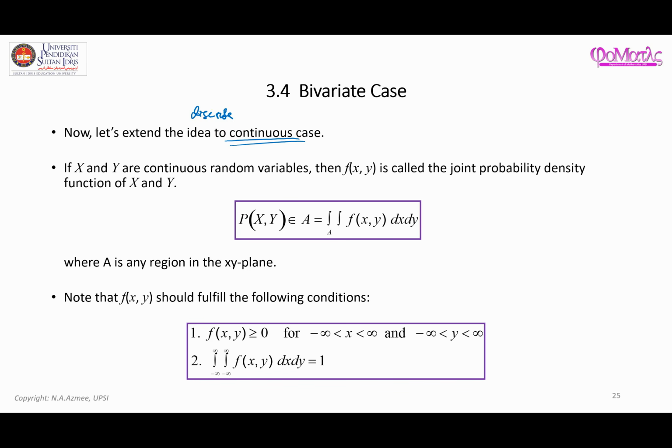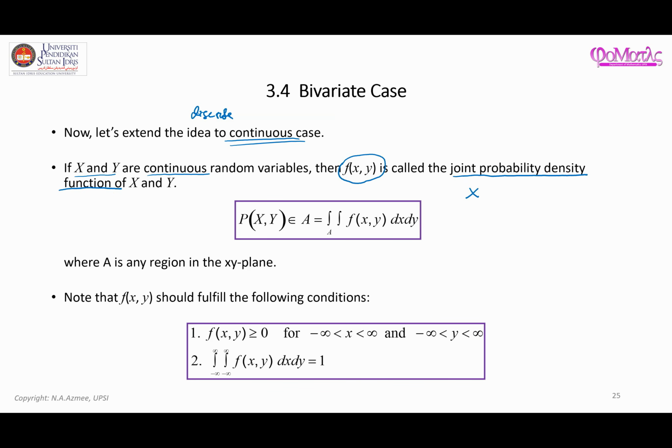In this video, we're going to extend the idea of the bivariate case from discrete to continuous. Here we've got x and y, which are continuous random variables. What we have over here, this mathematical notation, we will call the joint probability density function of x and y.